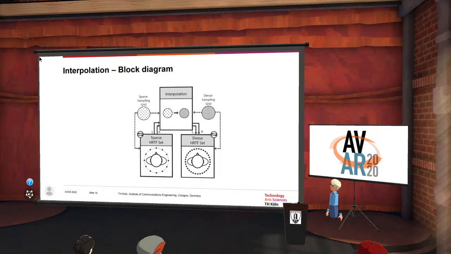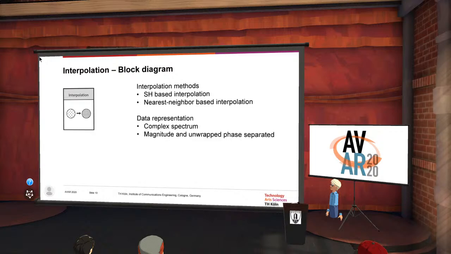So I would like to bring the interpolation into some kind of block diagram, and what you see now is nearly trivial. You see a sparse HRTF set sampled on a sparse sampling grid. Surprise, surprise. Then we are doing some kind of interpolation, and we end up with a dense HRTF set on a dense sampling grid. I think you will agree that this is the idea of spatial upsampling. But the important thing is that in this block of interpolation, everything could be put in. We can put in SH-based, Spherical-Harmonics-based interpolation methods, or nearest neighbor-based interpolation methods, or if you invent a new interpolation method, you can apply it there.